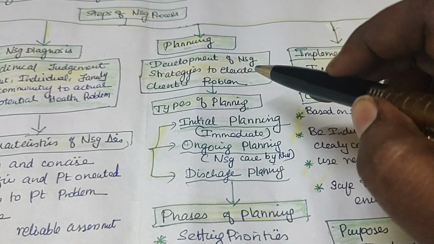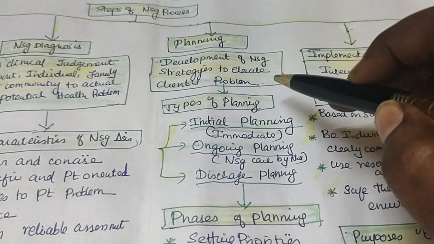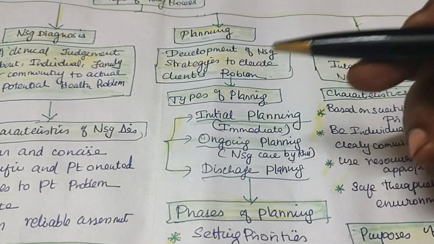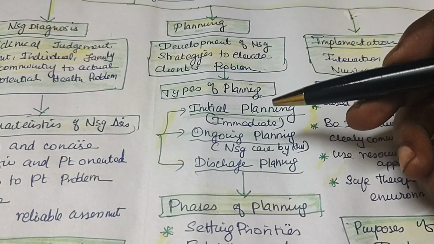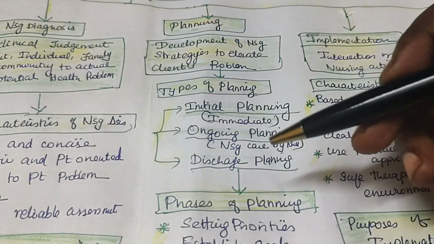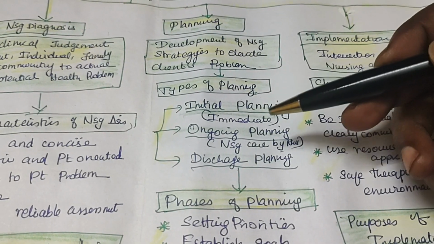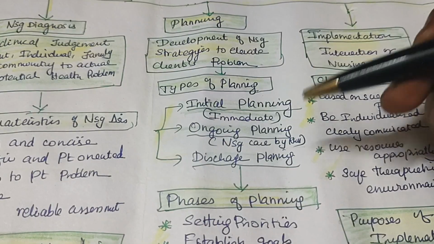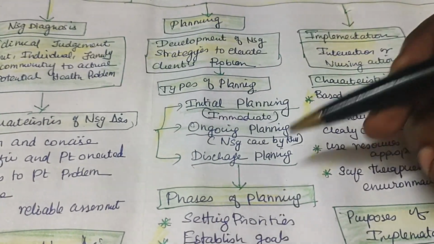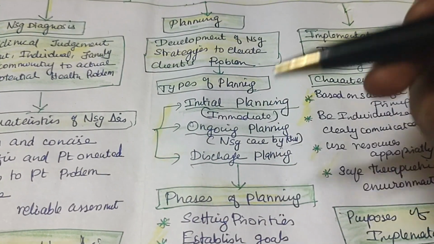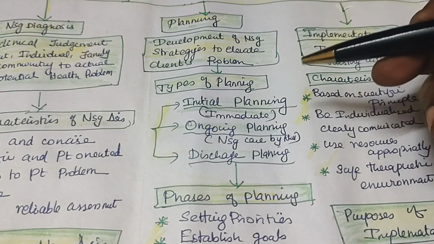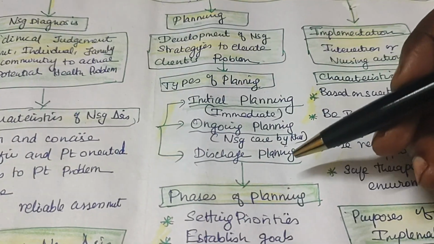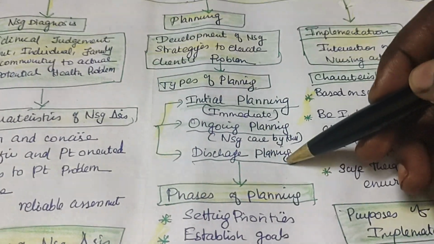Planning is the development of nursing strategies to alleviate the client's problem. The types of planning: the initial planning will be immediate, if the patient is having breathing difficulty. Something will be ongoing planning, what exercise he has to do, what diet he has to follow throughout. It is an ongoing planning. Or what is the next nursing care, what you have to do to prevent bed sores. And then one will be the discharge planning. So everything will include the health teaching.